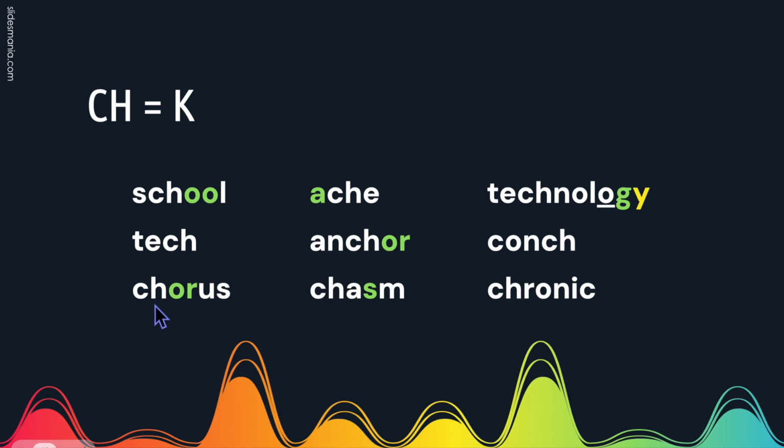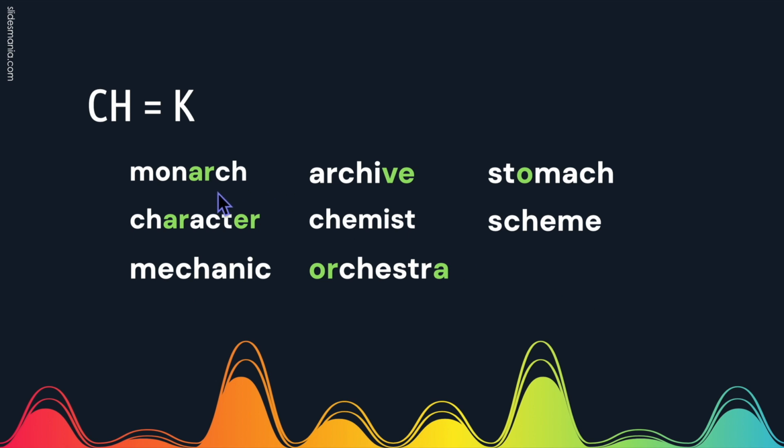OR says OR, chorus. A chorus is a group of people singing. S will sound like Z in this word, chasm, chronic. AR says R, monarch. That's a type of butterfly. Archive. Notice that this E does not change the I to its long sound. English words don't end in the letter V. So if the last sound of a word is V, we stick an E there.